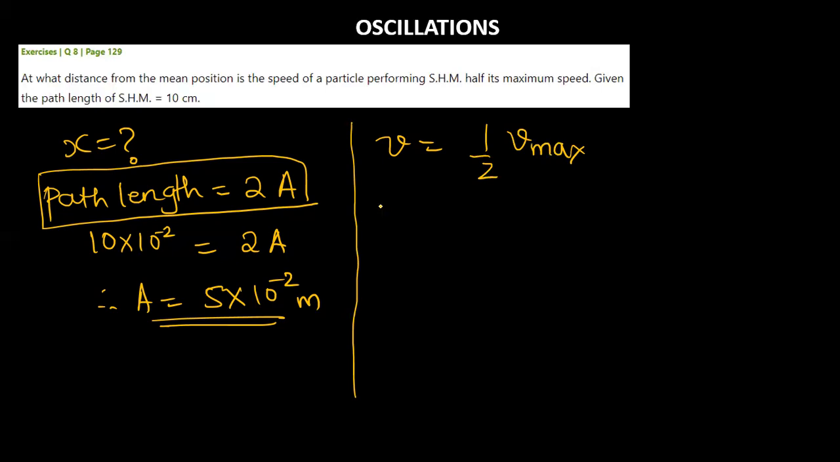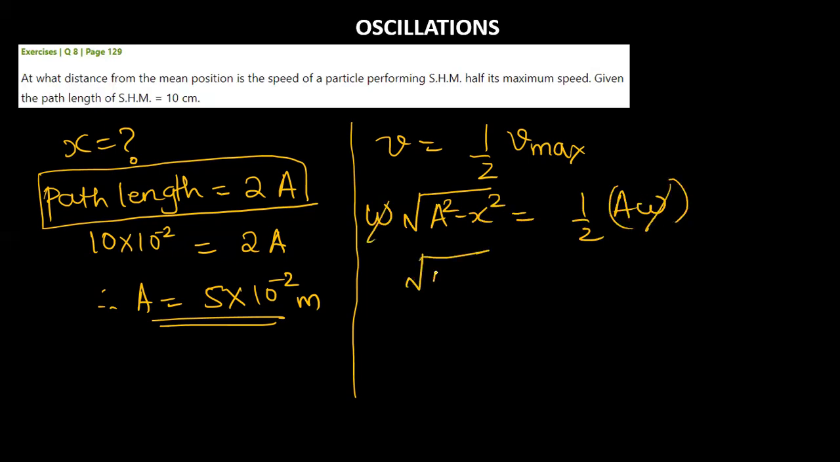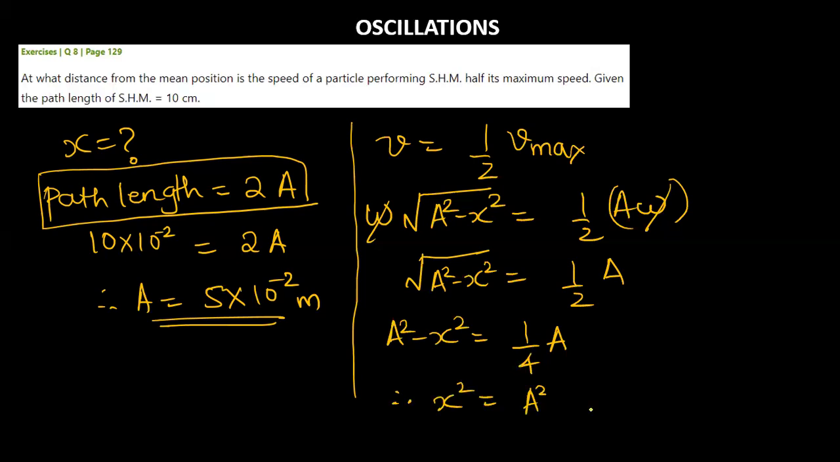We have the formula for v, that is velocity or speed, that is omega root a square minus x square. So that will be equal to half v max. V max is equal to a omega. We can cancel omega from both sides. So we are left with root a square minus x square equal to half a. Let us square this. So we get a square minus x square equal to 1 by 4 a square. Let us rearrange the terms and find x. So x square will be equal to a square minus 1 by 4 a square on rearranging the terms. So this will be 3 by 4 a square.